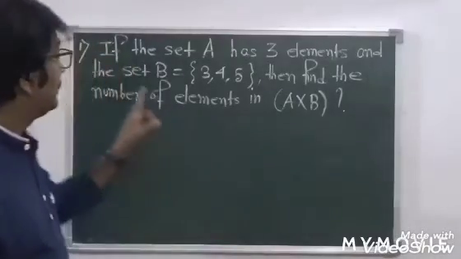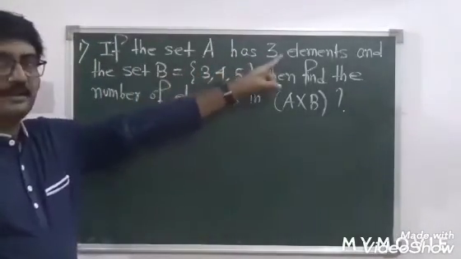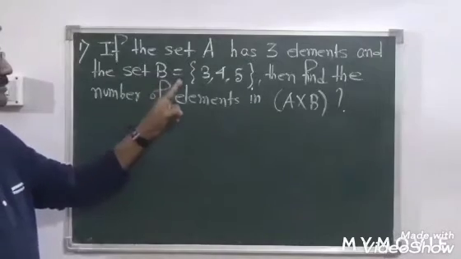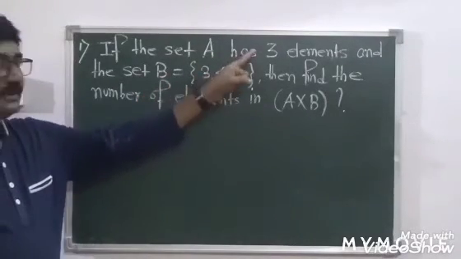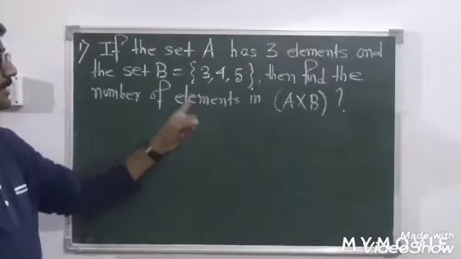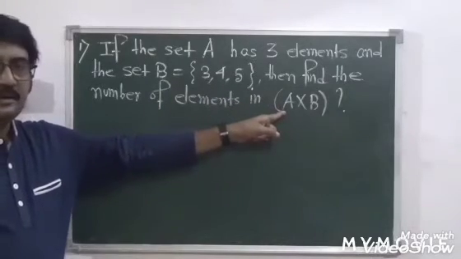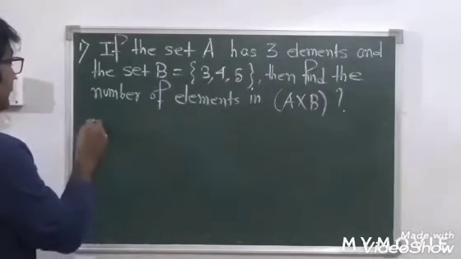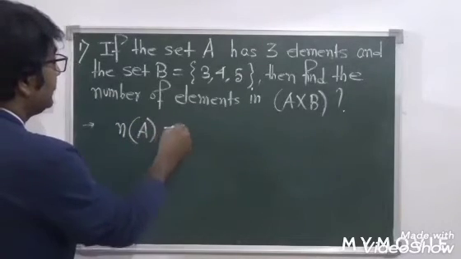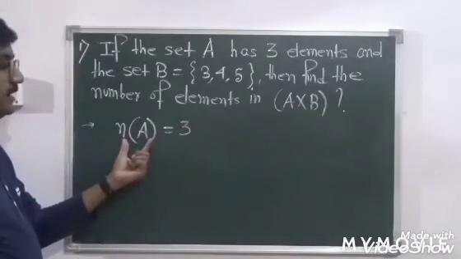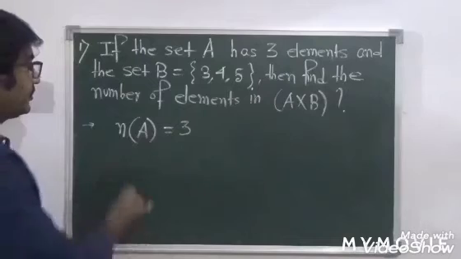Now see, if set A has 3 elements and set B is {3, 4, 5}, these are the elements of set B, then find the total number of elements in the Cartesian product A cross B. So just now we have discussed that n(A) is given as 3, that is, the total number of elements in set A is 3.